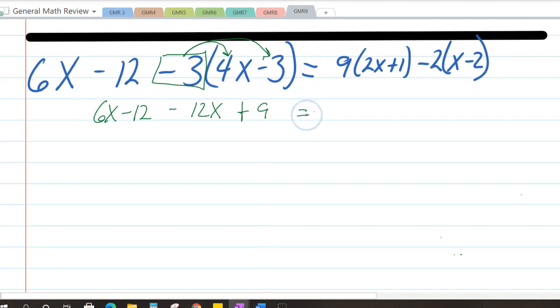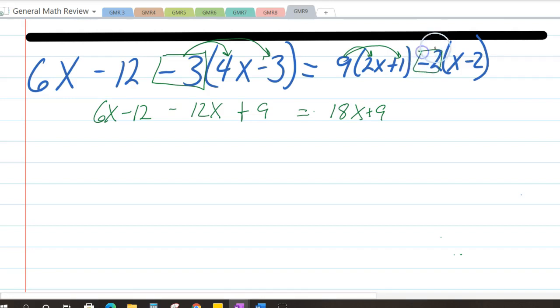Equal sign comes straight down. The 9 is going to distribute times the 2 and times the 1. 9 times 2 is 18x. 9 times 1 is 9. Notice, on all of my distribution problems, I'm drawing the lines and the arrows. This is to help prevent you from making a mistake.